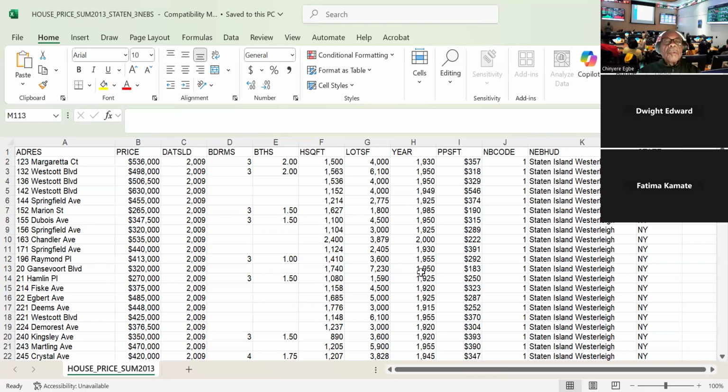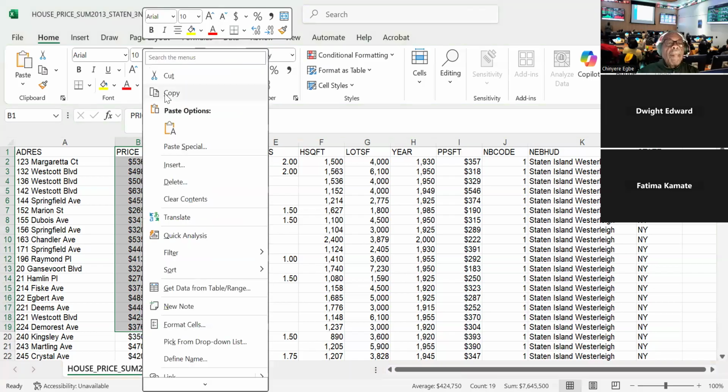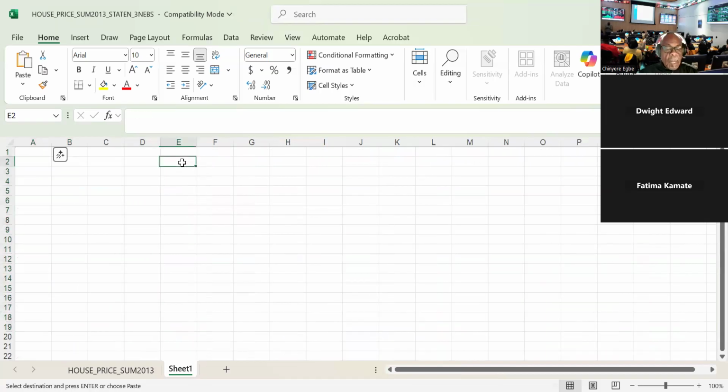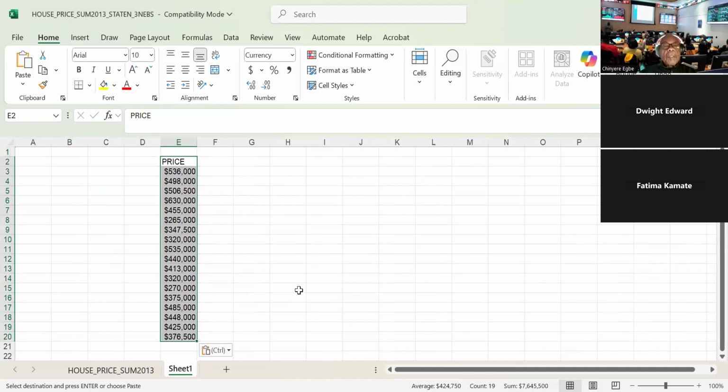In that regard, I'm going to cut and paste a limited amount of the data. Are you seeing my screen? Yes, Professor, we can see. Okay, all right. So I'm going to cut this data and I'm going to paste it. Very simple average.